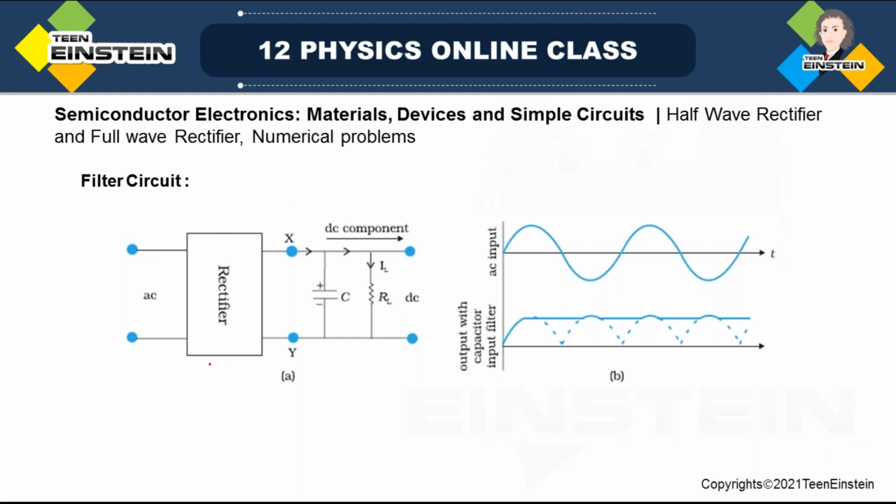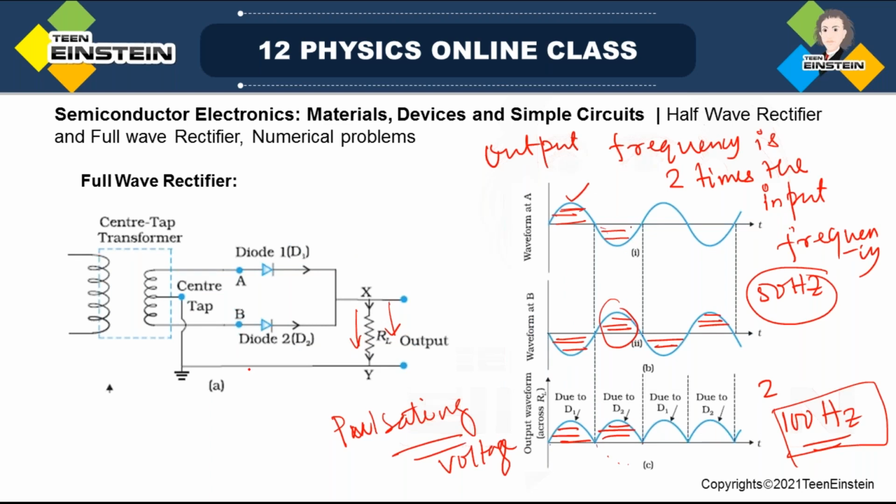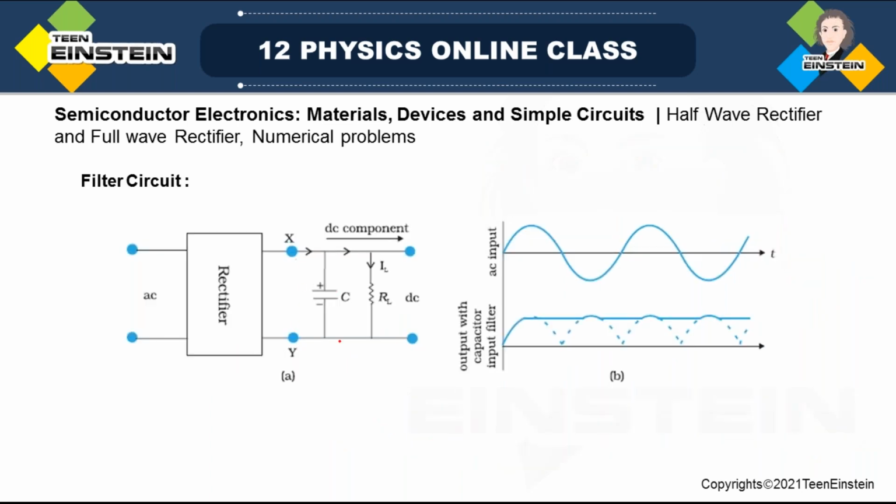You can see this is a filter circuit. This whole circuit over here is the rectifier, and then the rectifier output is fed to a parallel combination of an RC circuit. Look, this is R and C.